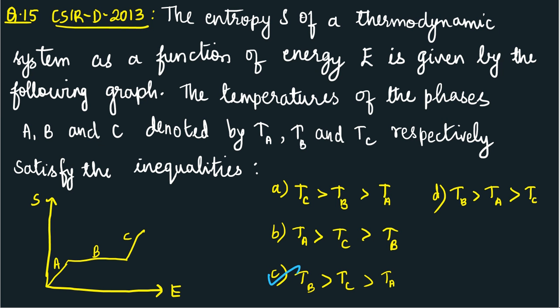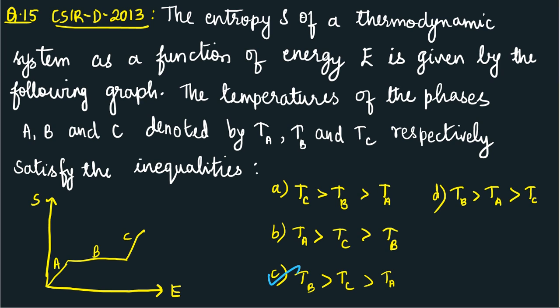So let us see the 15th question, which is from December 2013. The entropy S of a thermodynamic system as a function of energy E is given by the following graph. So this is the graph, entropy versus energy. The temperatures of the phases A, B, C are denoted TA, TB, TC. A is one phase, B is one phase, and C is another phase. We have to find which of the inequalities satisfy this particular graph.